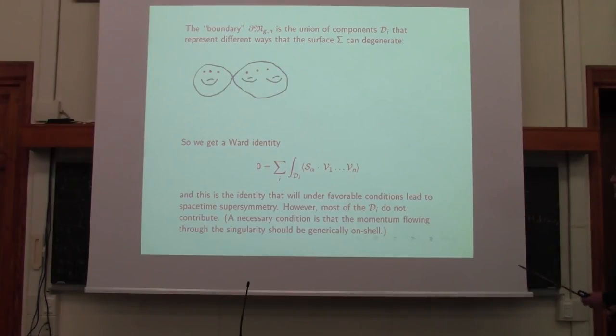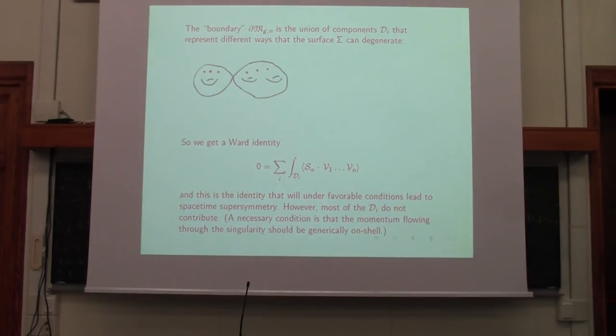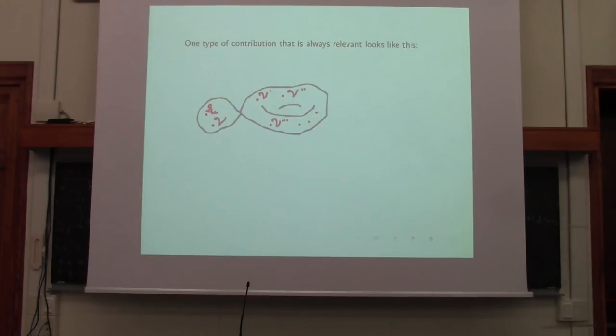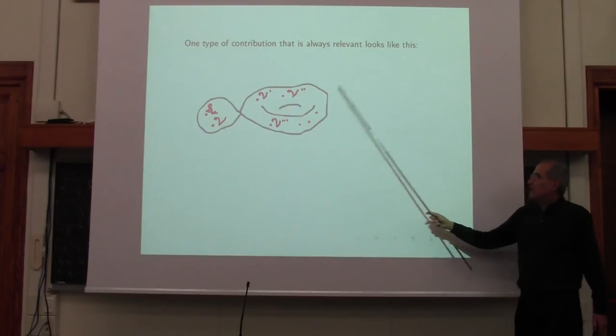So, I think I'll now explain the conditions under which you get space-time supersymmetry and how they can fail. First of all, most of the D's don't contribute. A necessary condition is that the momentum flowing through the singularity has to be generically on-shell. If not, well, the traditional way to say it is that if that momentum isn't generically on-shell, you can define the boundary integral by analytic continuation from a region where it vanishes because the momentum is space-like. So there only are a few of these many boundary components that can contribute. So here's one. On the left, there's the supercurrent S and one more vertex operator, all the other guys are on the right.